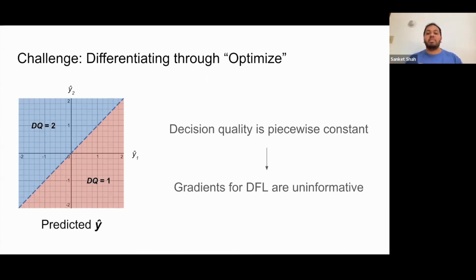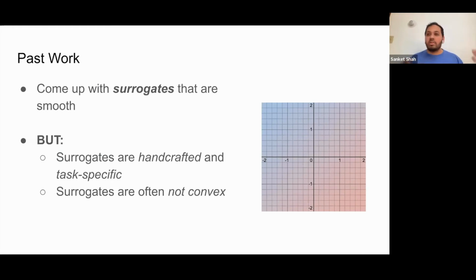And the way that past papers have gotten around this is that they've looked really hard at the optimization problem. And they've said, instead of having a piecewise constant thing like this, you want to smoothly interpolate between these two. But all of the papers handcraft these loss functions, and the more complicated the problem, the more ingenuity it needs. And so it's really hard to take it and deploy it in the real world.